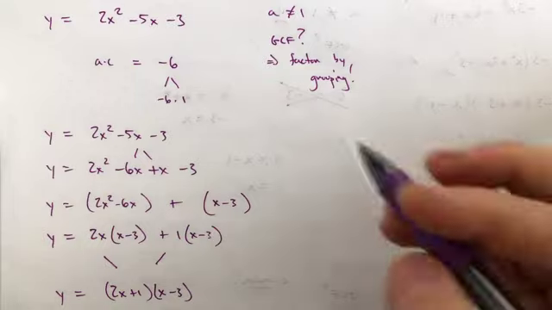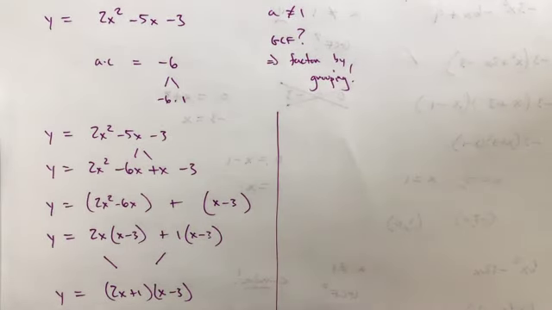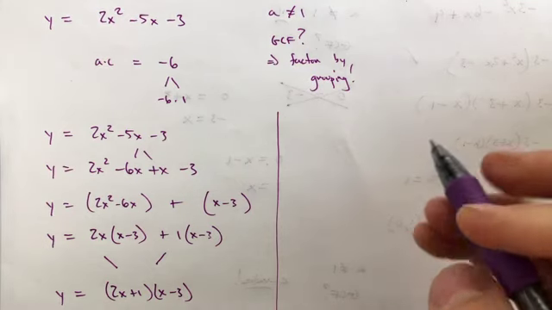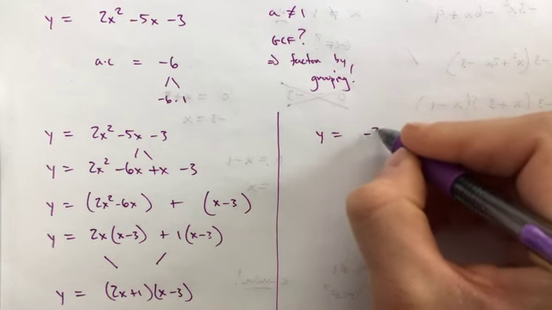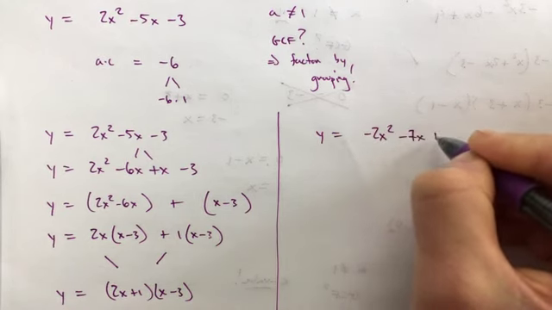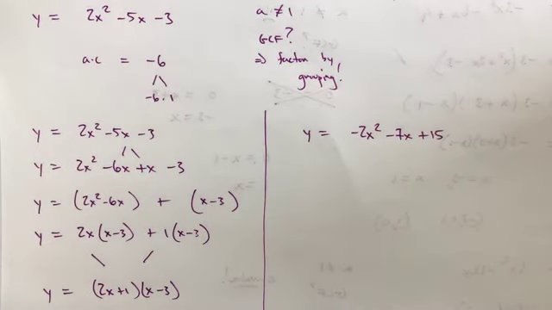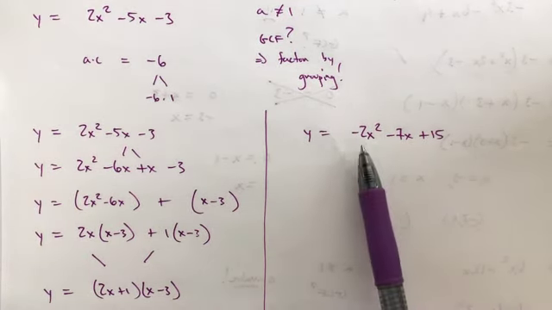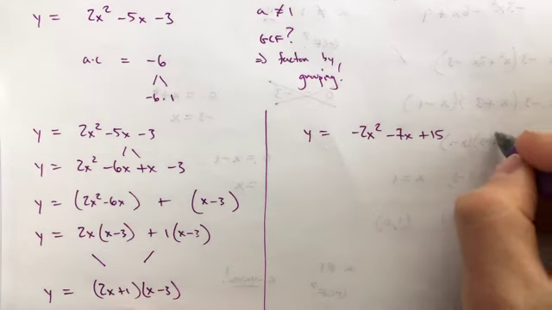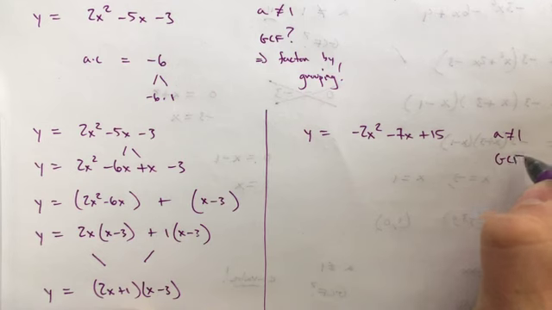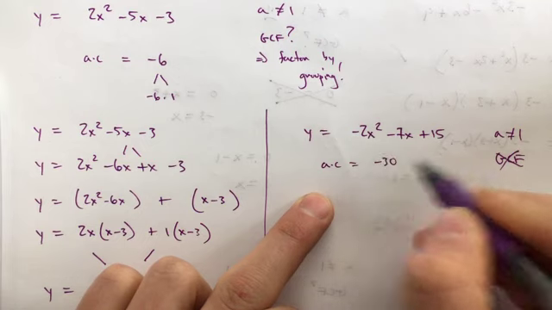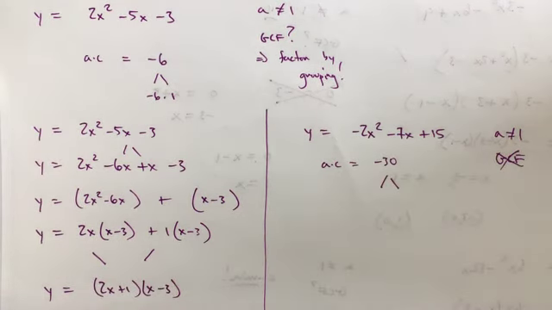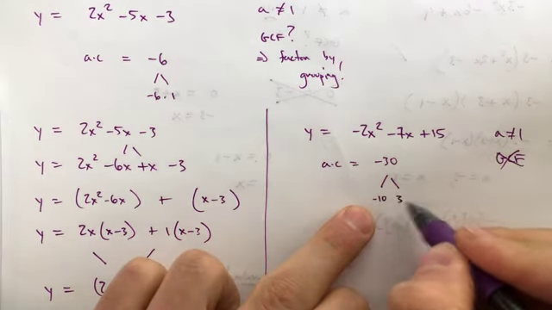Let's look at one more example of factor by grouping. So let's say that we had y equals negative 2x squared minus 7x plus 15. So again, there's no greatest common factor here, and a does not equal 1. There's no GCF, so we'll try factor by grouping. So we'll find a times c. In this case, that's negative 30. Now we'll look for two numbers that multiply to negative 30 and add to negative 7. Well, that's negative 10 and 3.